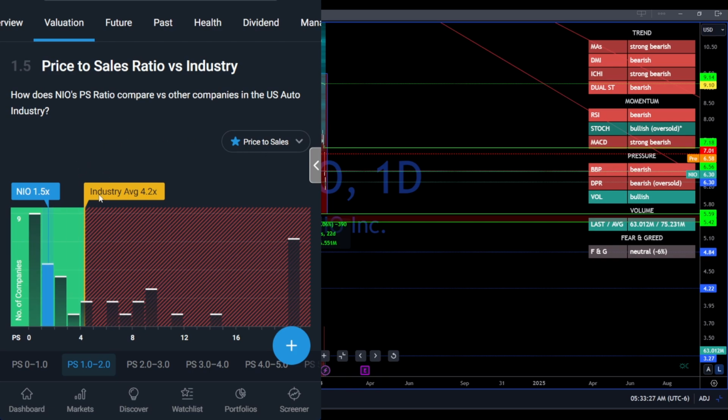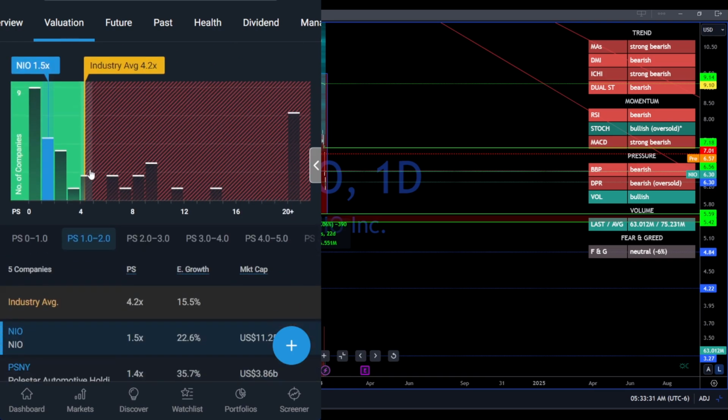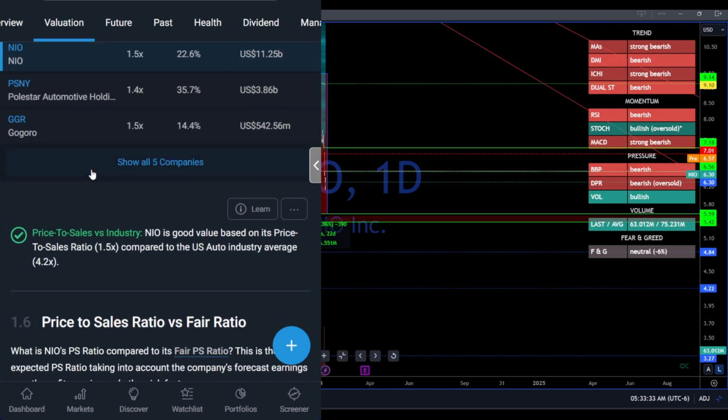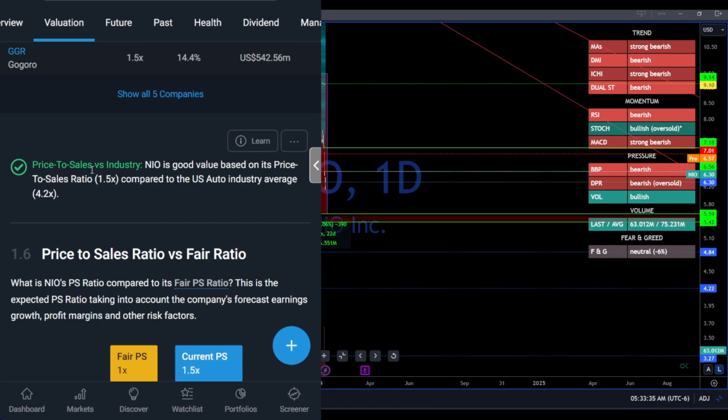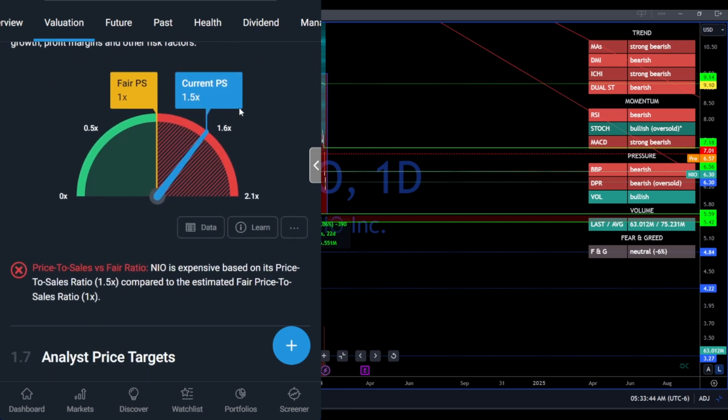The industry average as a whole is at 4.2, so it's still in decent shape as far as price to sales go. But we need to see some movement there, and that's not really going to happen until March 21st when we get the earnings, I believe. So there's still a lot of time. This is concerning a little bit. Current PS versus fair PS. Now I've seen this go through the roof. It doesn't necessarily have to be negative, but there's that potential for a pullback, right?